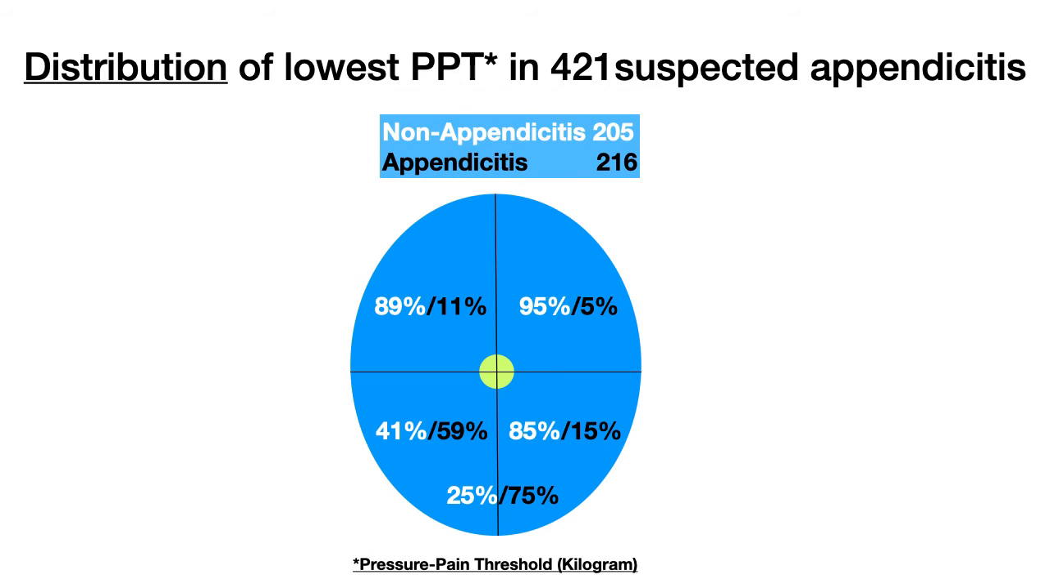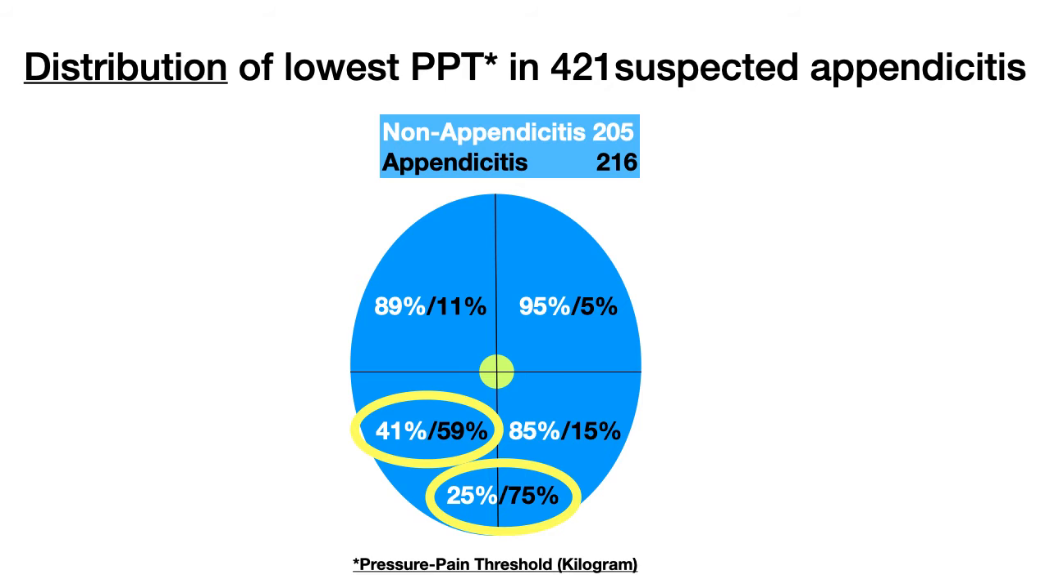However, now the difficulty begins. Based on our information, if you had a patient whose tenderness was most severe in the right lower quadrant, there is a 41% chance that this could be non-appendicitis, 59% appendicitis. Conversely, if the lowest thresholds were in the suprapubic region, there would be a 75% chance that this is appendicitis. And we found actually that most of these are pelvic appendicitis.